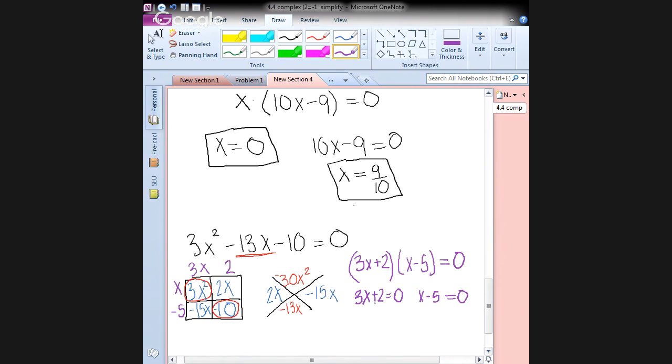Okay, so my first one, I'm going to minus 2 and then divide by 3. So I would get x is equal to negative 2 divided by 3. And then my next one, I would add 5 to both sides. So I would get x is equal to 5. And those would be my solutions for this problem.